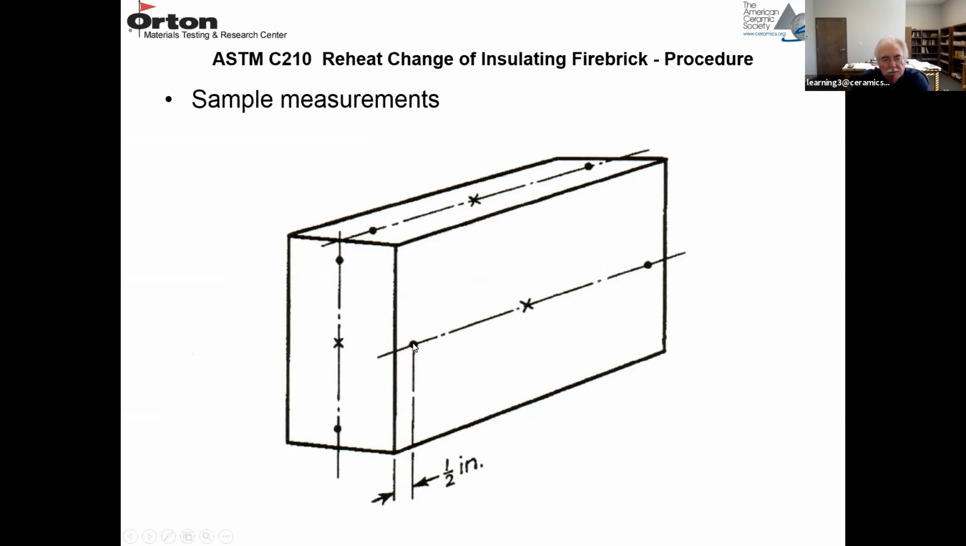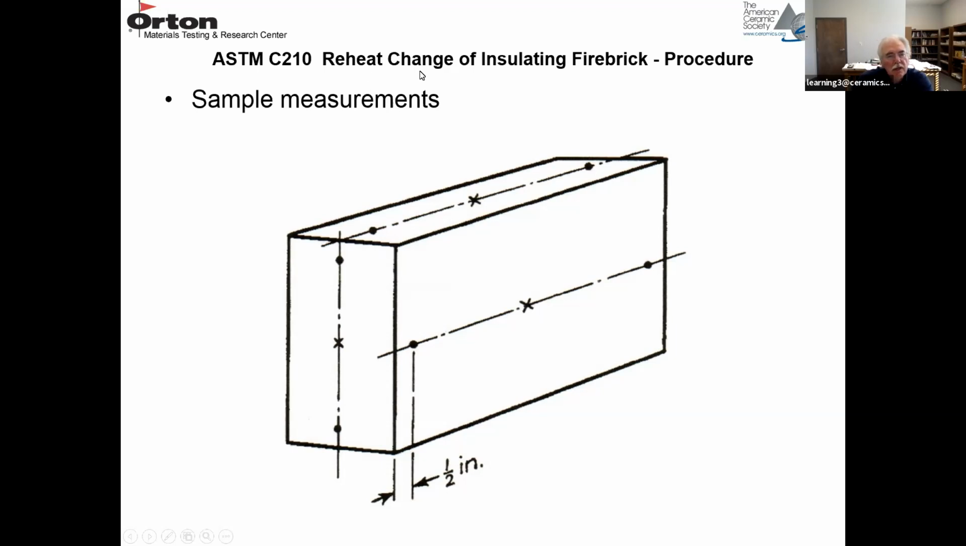The width is 2.5 or 3 inches, and you're measuring in the center, and again, a 1/2 inch in from either edge. And then the thickness here is 4.5, so you're measuring in the center, and again, 1/2 inch in. So you have 9 measurements to get an accurate linear change and a volume change.